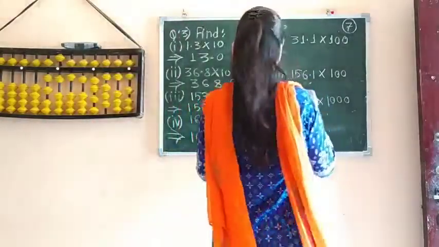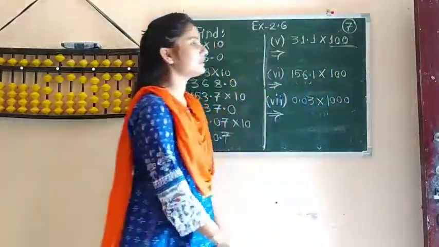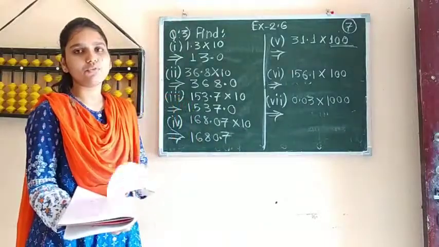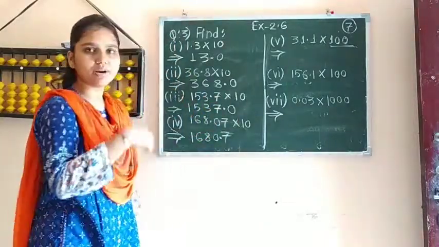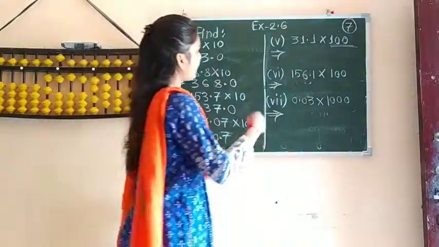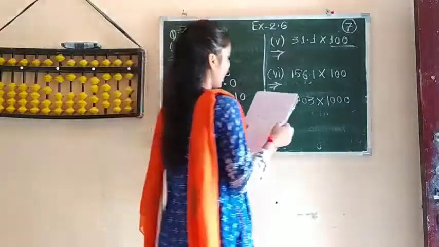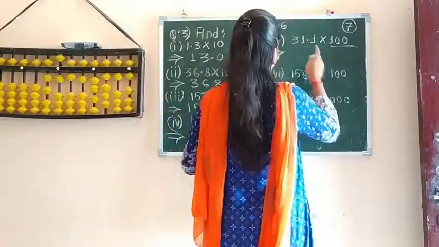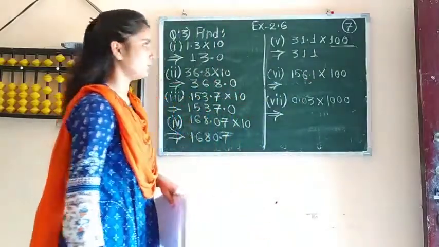Next, 31.1 multiplied by 100. Now the decimal is getting multiplied by 100. So for 10, we were going to shift by 1 digit towards right. And now for 100, we are going to shift by 2 digits towards right. So how will you do this? 311 as it is, and you have to shift by 2 digits.